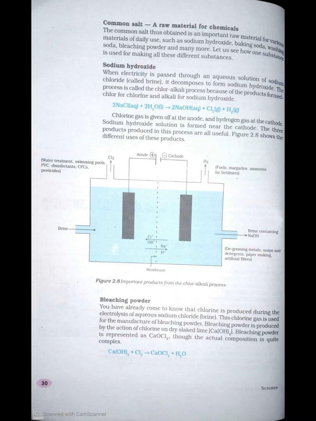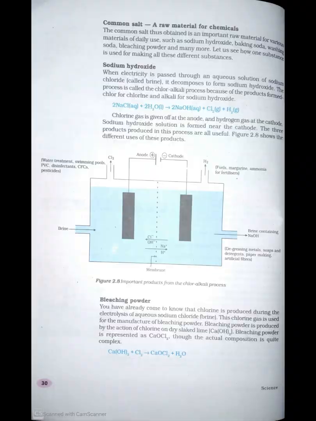Now bleaching powder. You have already come to know that chlorine is produced during the electrolysis of aqueous sodium chloride, brine. This chlorine gas is used for the manufacture of bleaching powder. Bleaching powder is produced by the action of chlorine on dry slaked lime. Bleaching powder is represented as CaOCl2, though the actual composition is quite complex. Ca(OH)2 + Cl2 → CaOCl2 + H2O.